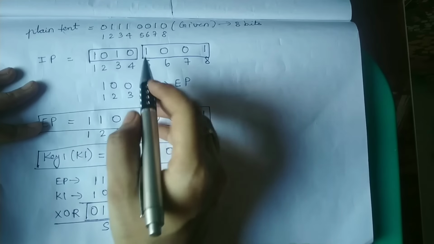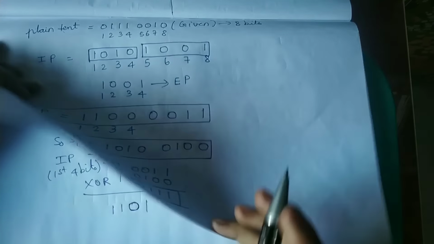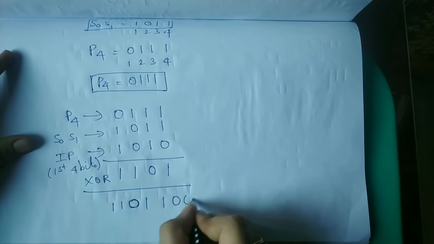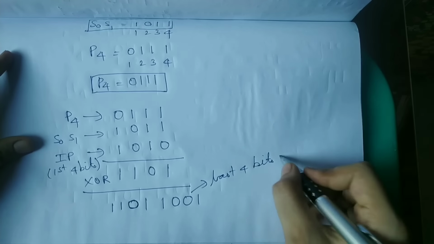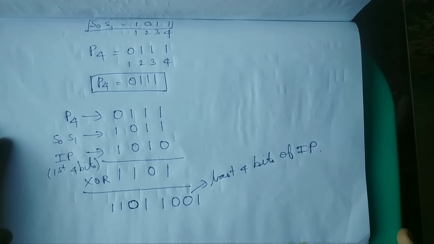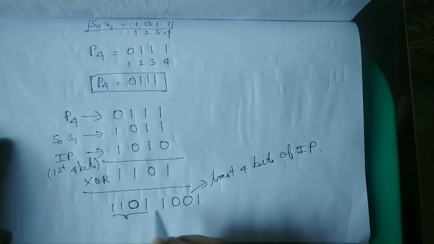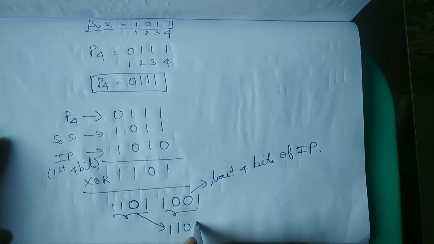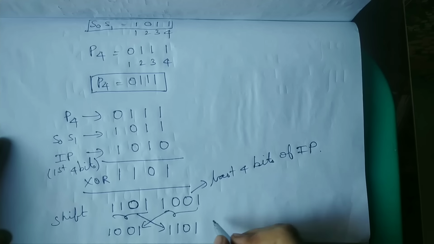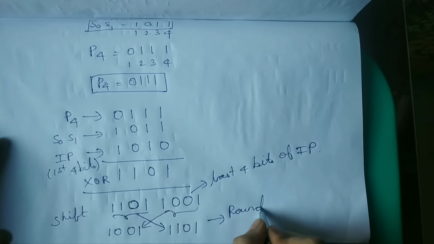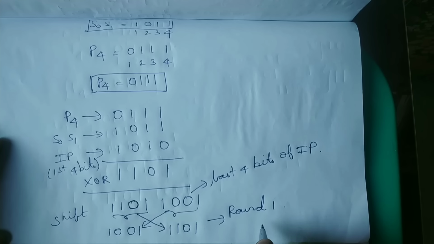Now I am going to write the last 4 bits of IP. The last 4 bits of IP is 1001. So I am going to write that over here, 1001. This is the last 4 bits of IP. Now I am going to shift the first 4 bits to the last 4 bits and the last 4 bits to the first 4 bits. So this 1101 will come over here. This 1001 will come over here. Here I am performing the shift operation. So this is your round 1. This is the answer for round 1.